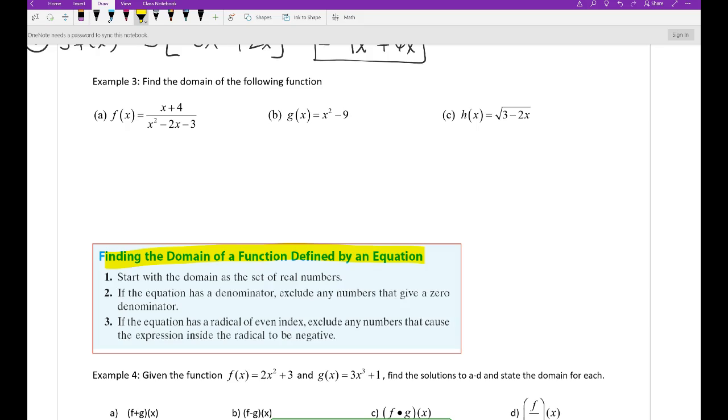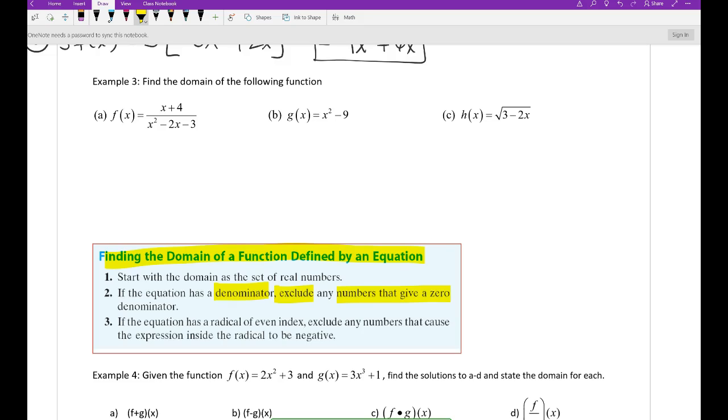Step 2. Julia K., can you help me read step 2, please? If the equation has a denominator, exclude any numbers that make the denominator zero. All right. So far, so good? Okay, so if it doesn't have a denominator, your domain is? Step 1 said the domain is? All reals. Okay. Only do step 2 if there's a denominator. And then there's one more, okay?